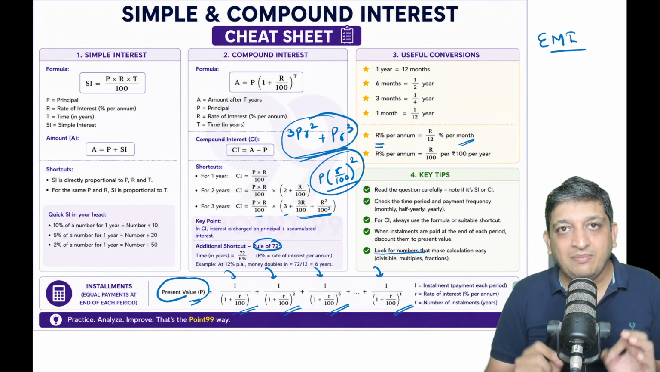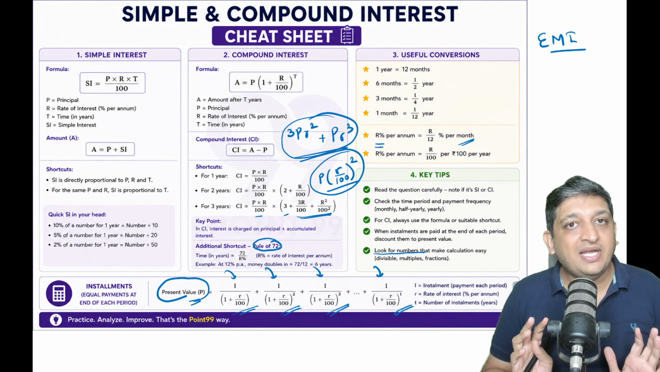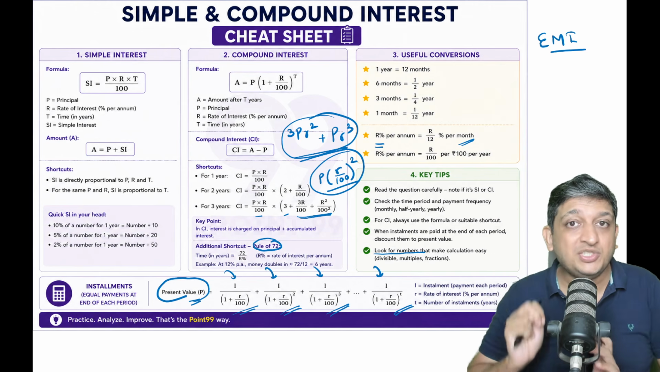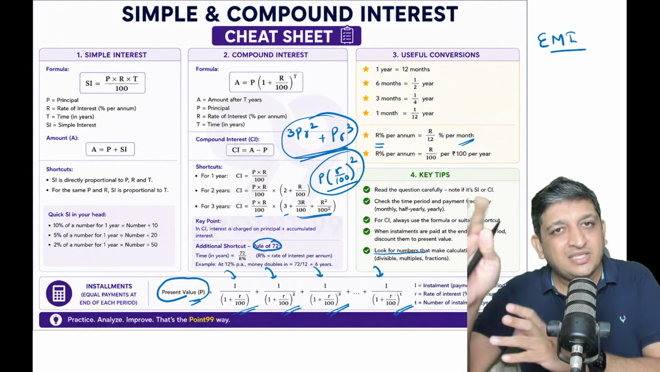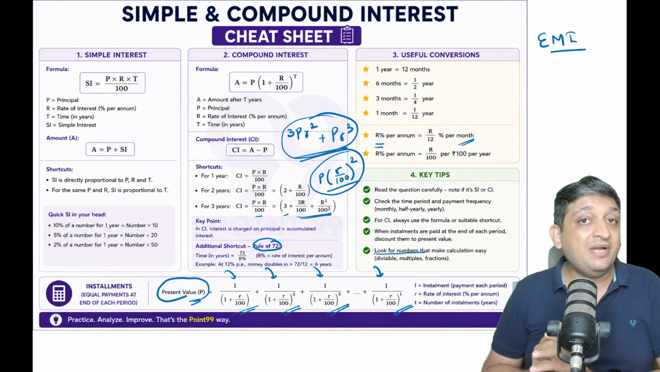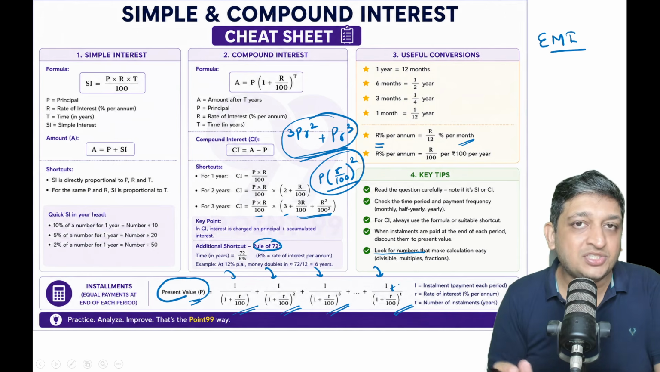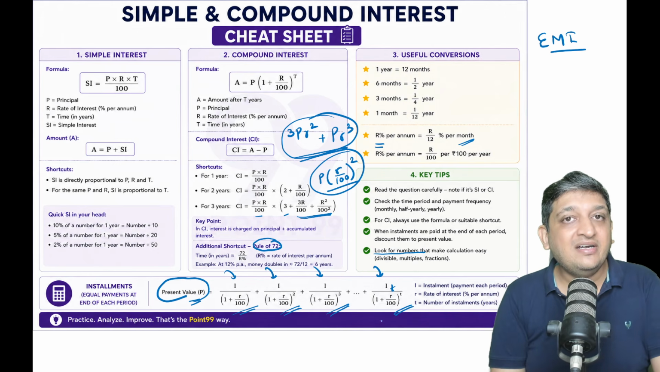So present value will be I upon 1 plus R by 100, plus I upon 1 plus R by 100 the whole square, because for 2 years you would have owed me I3, the third installment, upon 1 plus R by 100 the whole cube, and so on and so forth, till the time you are saying that IT, the Tth installment, upon 1 plus R by 100 raised to T.